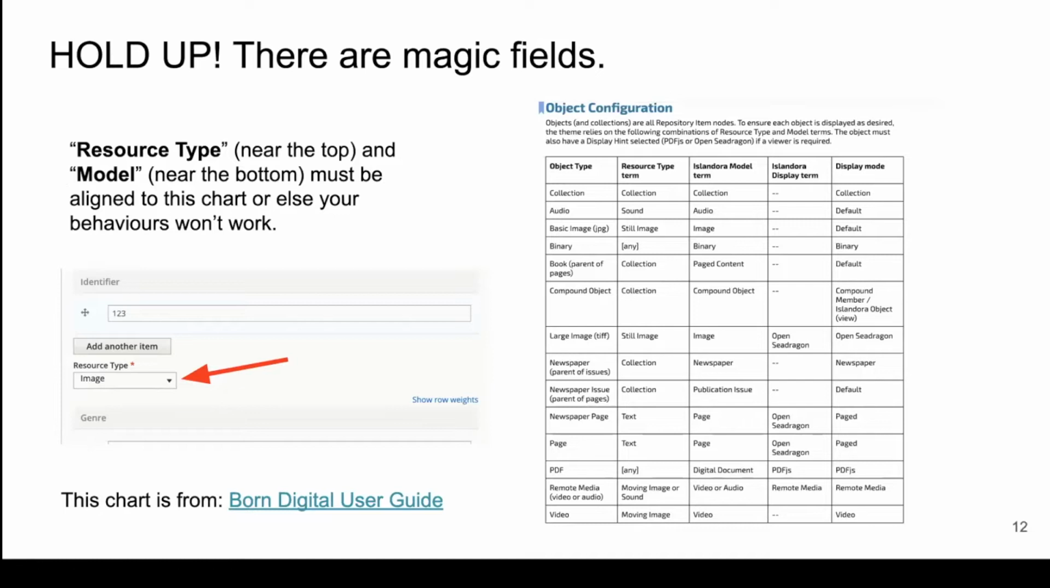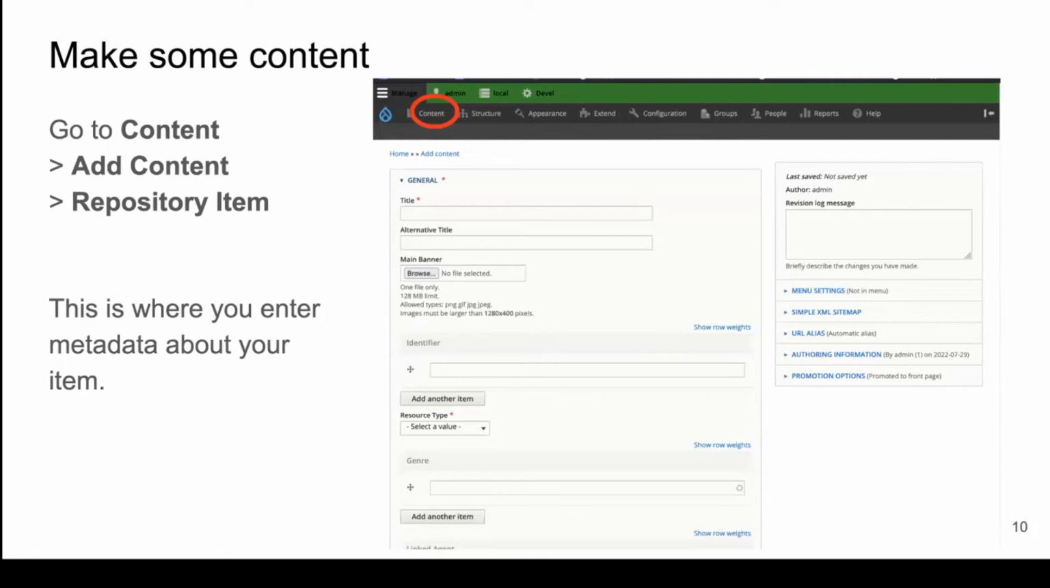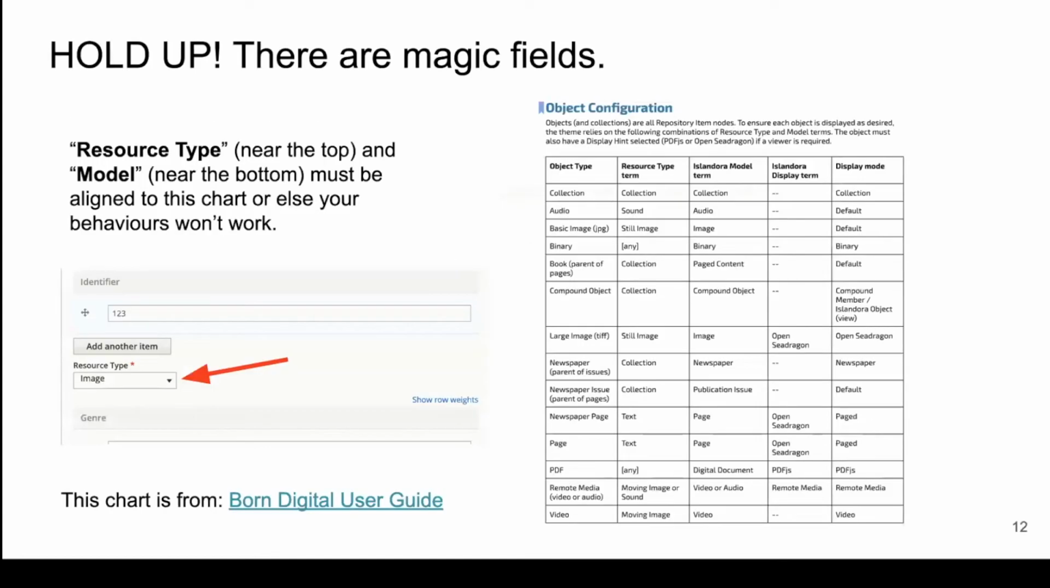So if you are filling out that form, I want you to be aware there's a couple of magic fields that are set up in repository item in the install profile. In Islandora defaults, there's only one magic field. In the install profile, there are two. These are resource type, which shows up near the top. Let's go up here. Yeah, you can see resource type right there. And it's a dropdown, and the dropdown values come from a taxonomy. I didn't show field model, but that's the other one, and that's really far below.